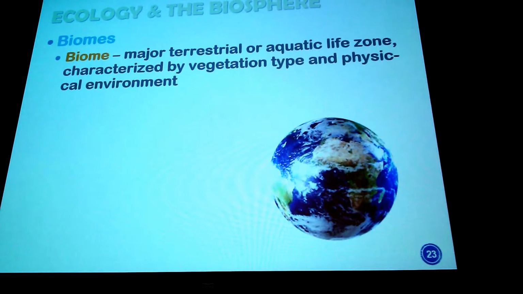So biome, major terrestrial or aquatic life zone, characterized by vegetation type, physical environment. So the ones I'm going to give you will be terrestrial biomes, but we will talk about aquatic biomes or life zones first.